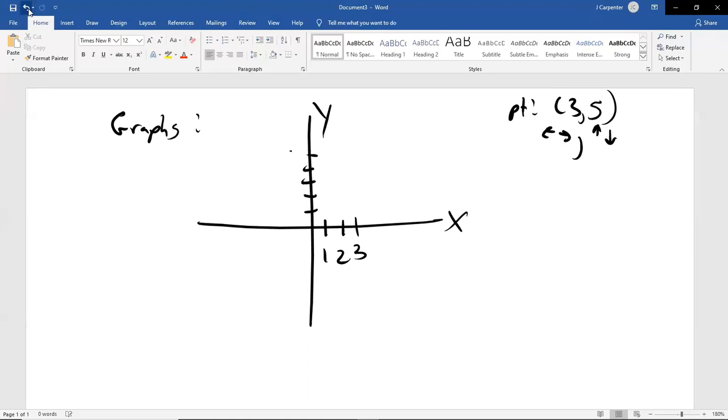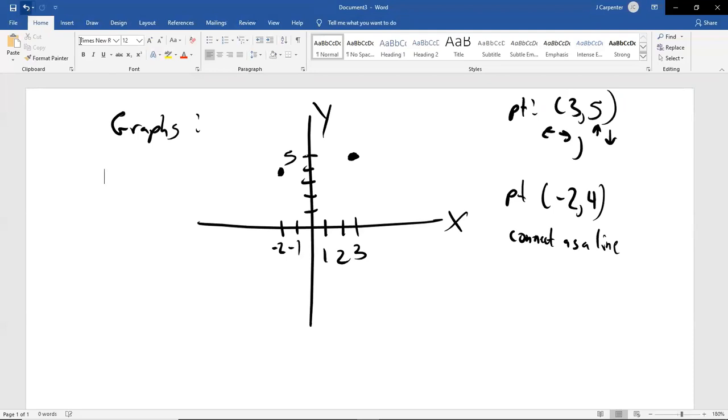I don't have to label every hash mark on an axis. If that's a 5 and I see 5 marks, I know they're going 1, 2, 3, 4, 5. And then let's have another point. Let's have this one be (-2, 4). So I go left 1, 2. I'm doing my best to keep these evenly spaced. That's -1, -2. (-2, 4) would be right here. And then let's say connect them to form a line, which means connect and extend.